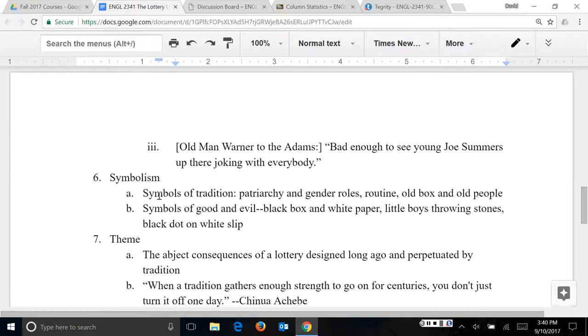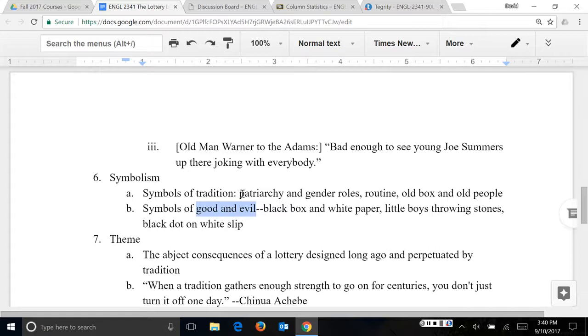Another device that's really predominant here is symbolism. Symbolism is, of course, so important because we use symbols to represent ideas, whether they're concrete or abstract, that are difficult to discuss in the text and are therefore embodied by one simple object or one simple word that can convey that entire idea quickly. Right? There are two kinds of symbols that I notice. There's a lot of symbols of tradition, and there are a lot of symbols of good and evil.